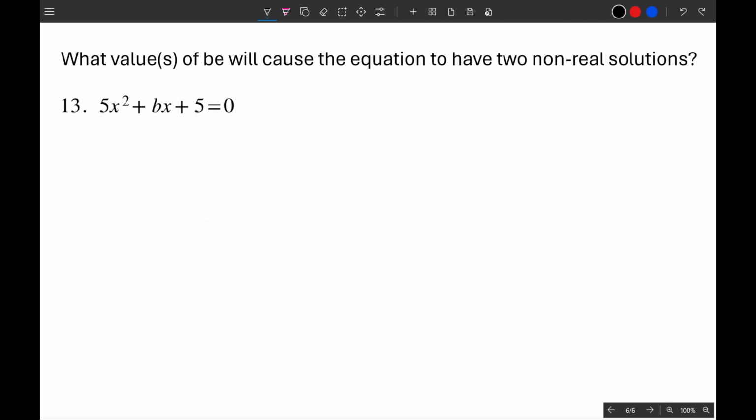All right, on number 13, this time we're looking for value or values of b that will cause the equation to have two non-real solutions. So I'm looking for my b squared minus 4ac to equal a negative number. All right, so let's just start with 0, because then I can go from there.